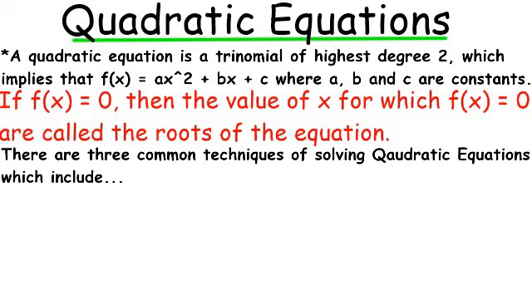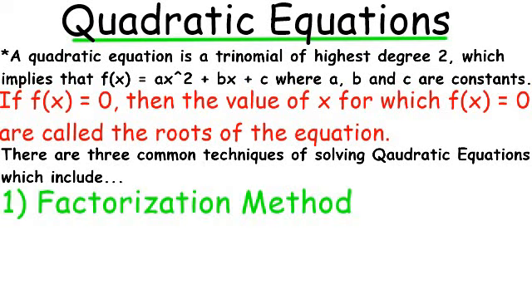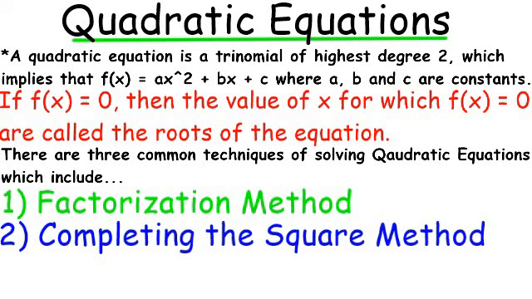There are 3 common techniques of solving quadratic equations, and they include, 1. Factorization method. This method is used to solve quadratic expressions by trying to factor out some common factors or some highest common factors and equate them to 0 and solve for whatever variable is given in that expression. The next is the completing the square method.